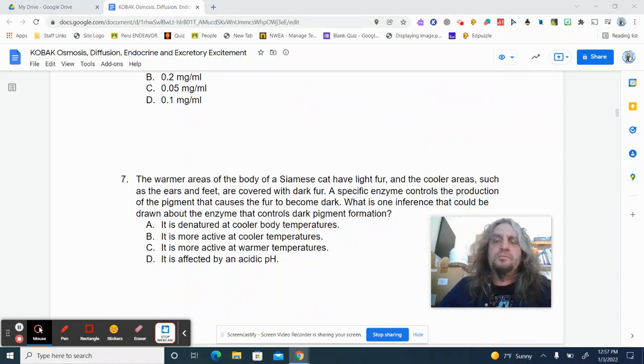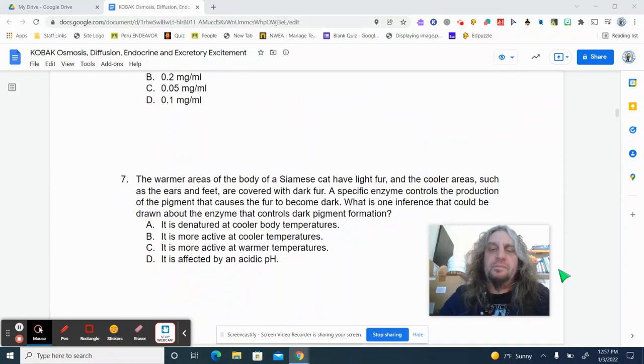Question seven. The warmer areas of the body of a Siamese cat have light fur. The cooler areas, such as the ears and feet, are covered with a dark fur. A specific enzyme controls the production of pigment that causes the fur to become dark. What is one inference that could be drawn about the enzyme that controls dark pigment formation? A, it is denatured at cooler body temperatures. B, it is more active at cooler body temperatures. C, it is more active at warmer temperatures. D, it is affected by an acidic pH.